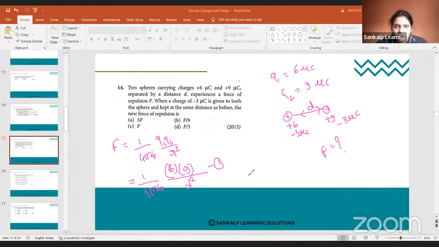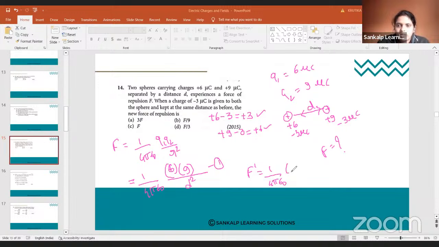I'll write equation 2. What does equation 2 say? You are giving minus 3 coulomb to the one that has plus 6. So already you have plus 6. Again you are giving minus 3. So plus 6 minus 3 is how much? It is plus 3. Correct? Next, you already have plus 9 on the second body. When you give it minus 3, plus 9 minus 3 is how much? It is plus 6. So this is your new charge. Therefore, the Coulomb's law F dash is equal to 1 upon 4 pi epsilon naught.